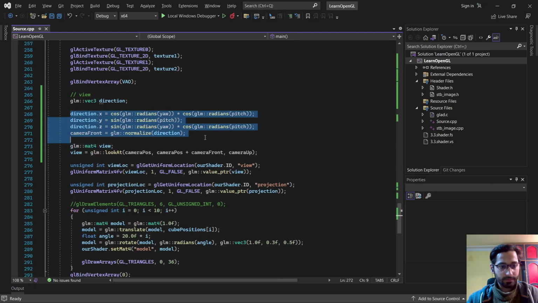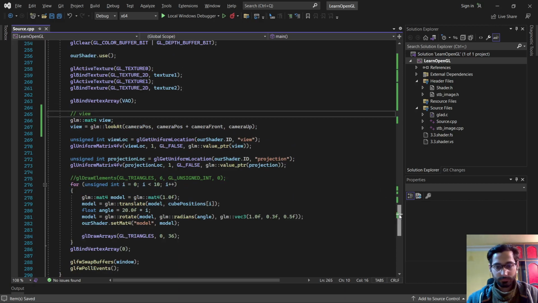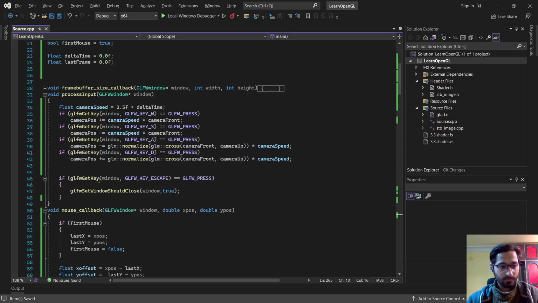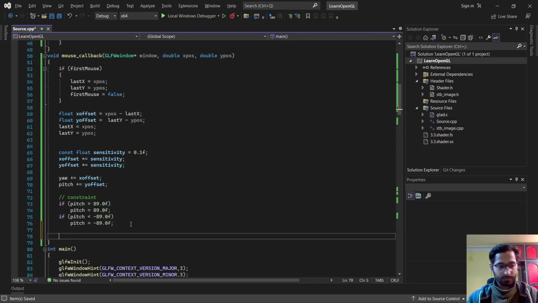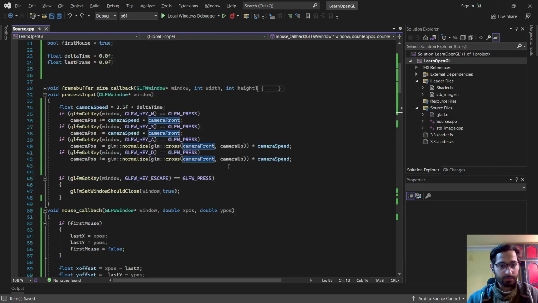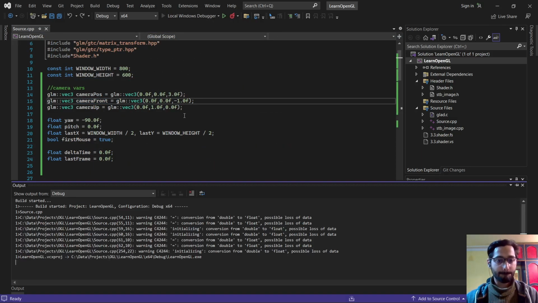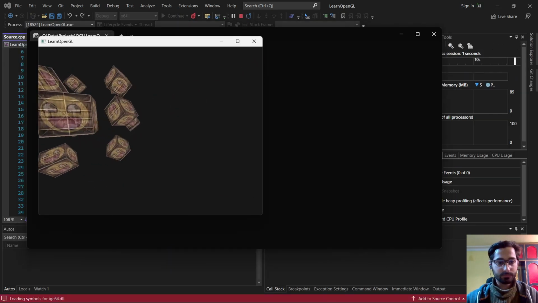So you can just take all of this and put it in here. That would also mean it doesn't have access to the direction vector, just a pointer to that. Okay. And then we're setting the camera front value, which we're using here, and it's actually a global value, so that should work. Still works.